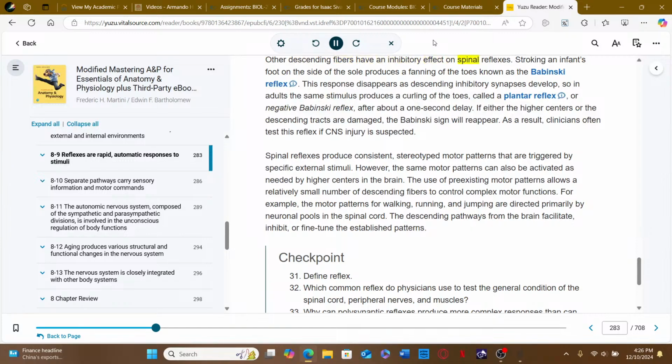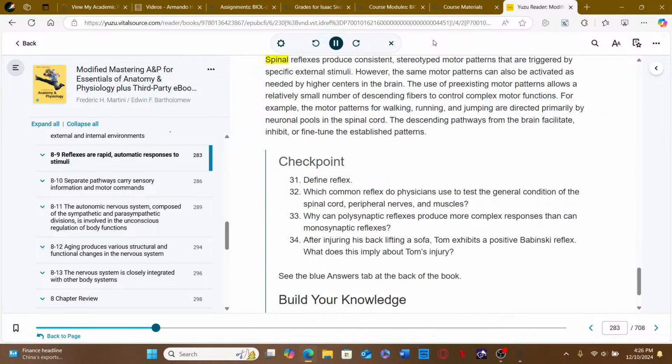Other descending fibers have an inhibitory effect on spinal reflexes. Stroking an infant's foot on the side of the sole produces a fanning of the toes known as the Babinski reflex. This response disappears as descending inhibitory synapses develop, so in adults the same stimulus produces a curling of the toes, called the plantar reflex, or negative Babinski reflex, after about a 1-second delay. If either the higher centers or the descending tracts are damaged, the Babinski sign will reappear. As a result, clinicians often test this reflex if CNS injury is suspected.